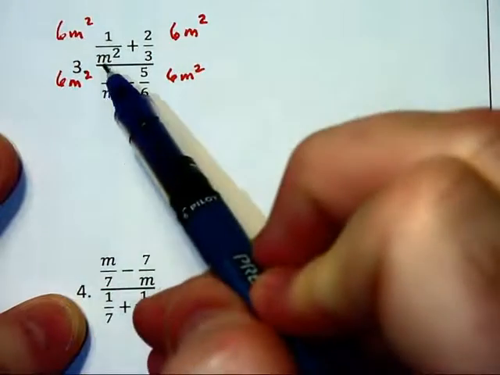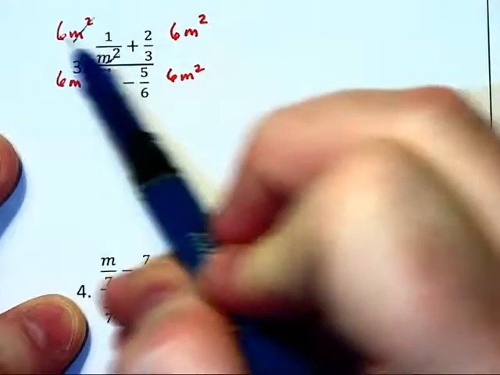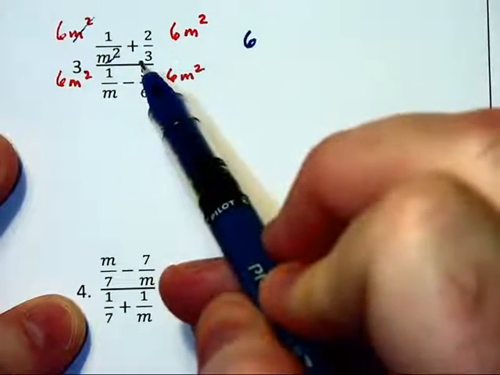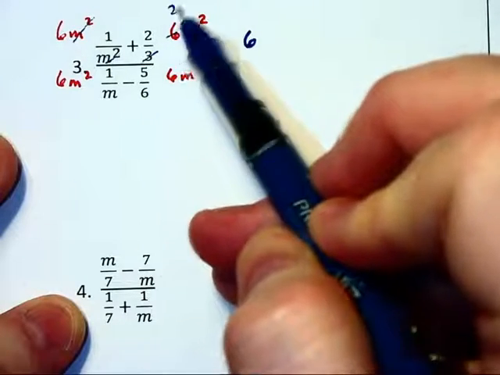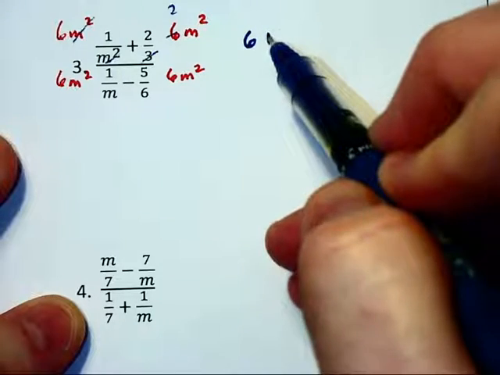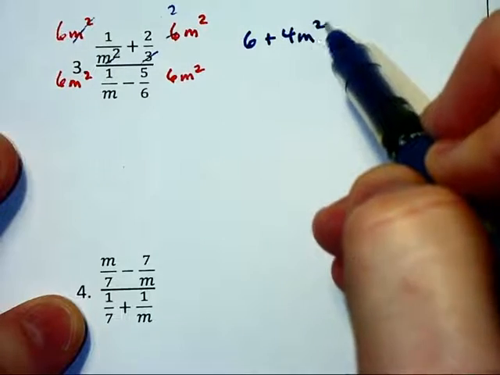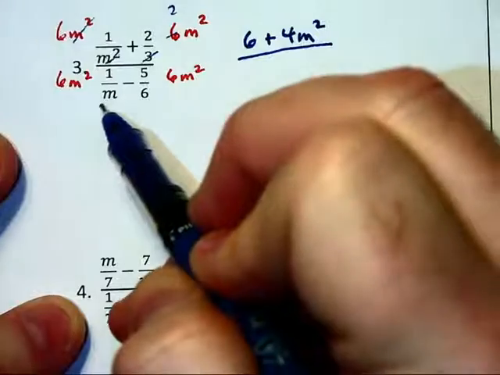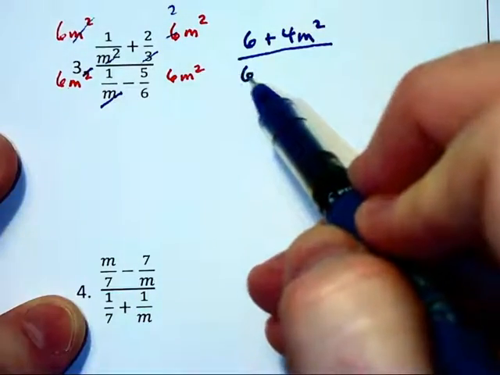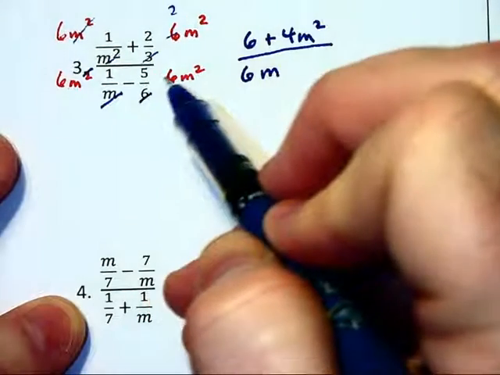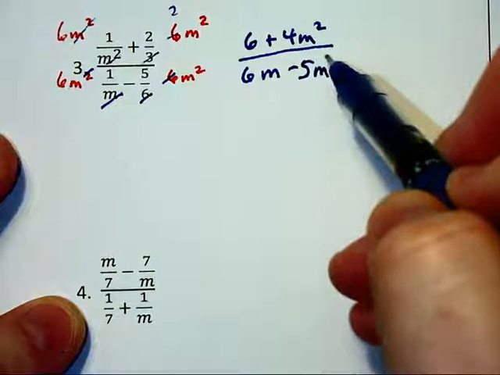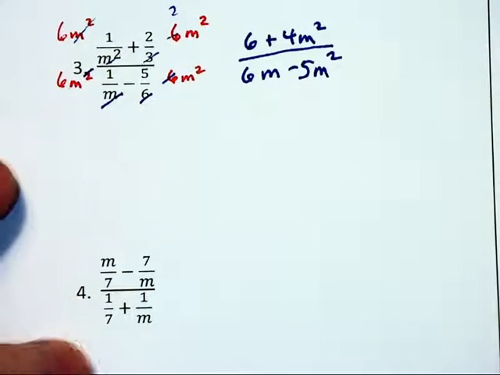In the top left corner, the m squareds will cancel, and we'll have 6 times 1, which is 6. In the bottom right, the 3 will cancel with the 6, leaving us with 2. So we have 2 times 2, 4 times m squared, so plus 4m squared. In the denominator, one of those m's will cancel out with the m squared, leaving 6m times 1, so 6m. And then we can cancel out the 6's and have minus 5 times m squared, minus 5m squared. Now that actually is the solution.